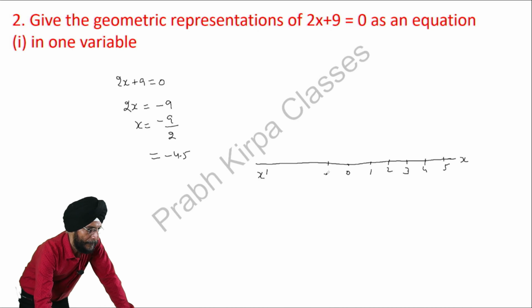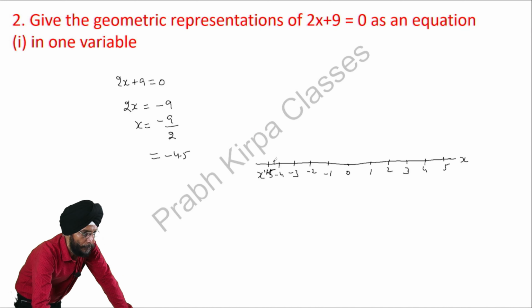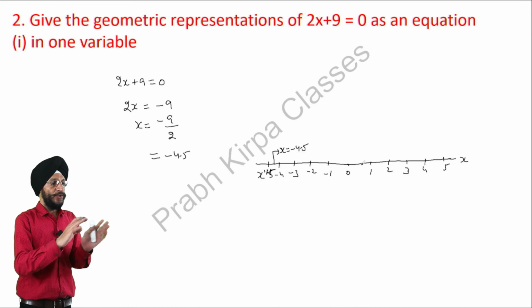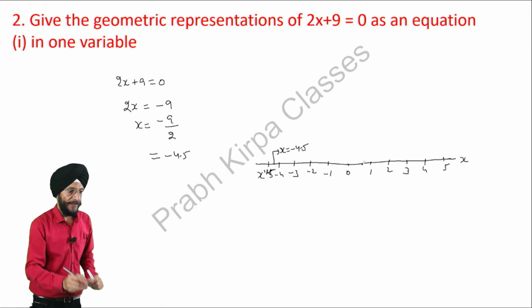Here we will write minus 1, minus 2, minus 3, minus 4, minus 5. So what is given? X is equal to minus 4.5. Minus 4.5 will lie somewhere here. X is equal to minus 4.5. Now, this is the geometrical representation of the equation 2x plus 9.